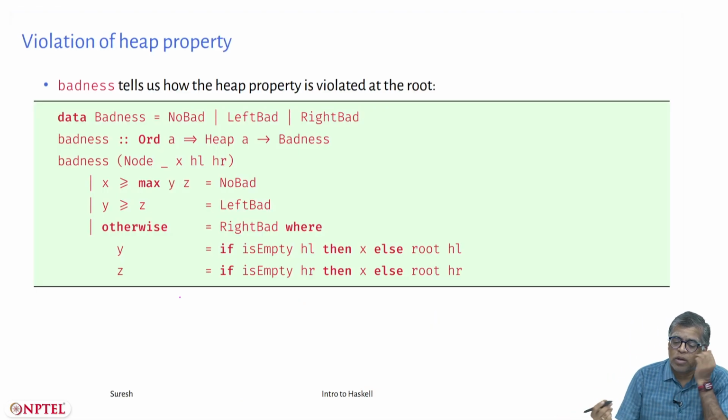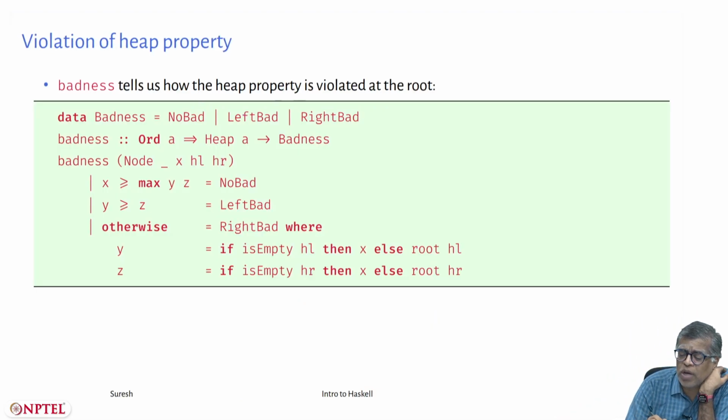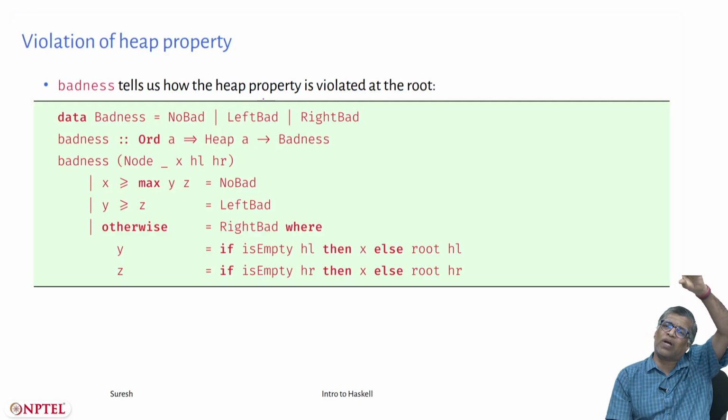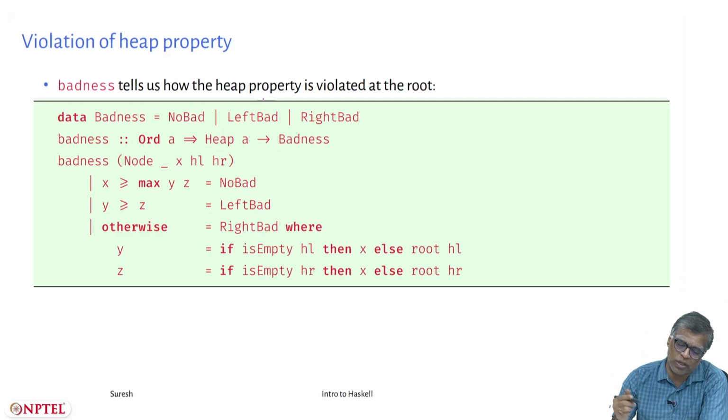Okay, so now badness tells you how the heap property is violated at the root. Maybe the heap property is violated because, first of all, no bad means nothing is bad. Left bad means that x is less than or equal to the maximum of y and z, and y is the maximum of y and z. Right bad means that x is less than or equal to the maximum of y and z, and z is the maximum. So left bad, right bad tell you whether you want to swap your x with the left child or with the right child. Okay, so that is badness.